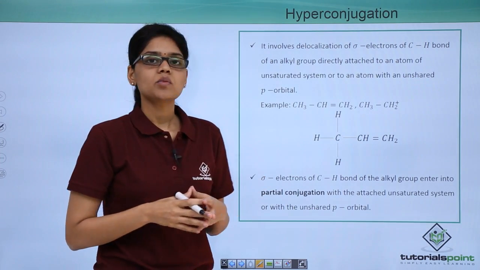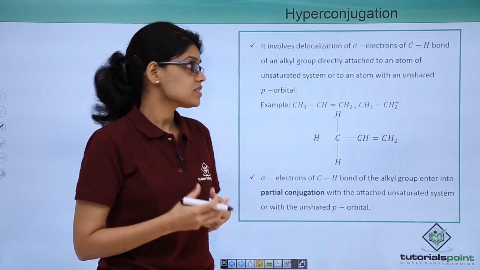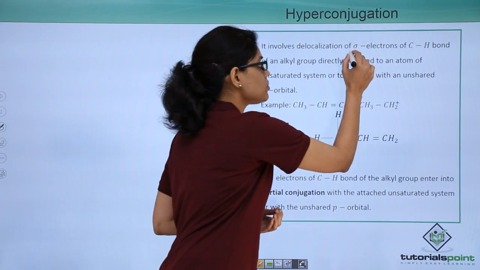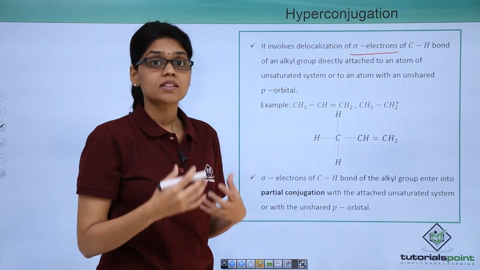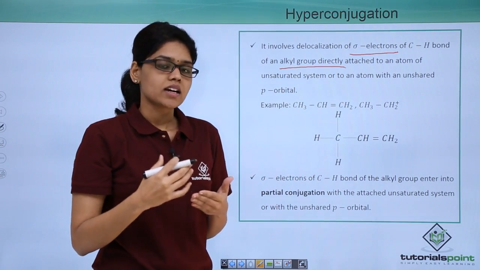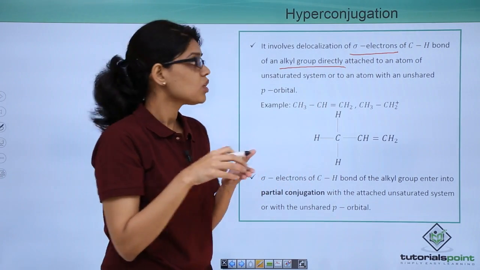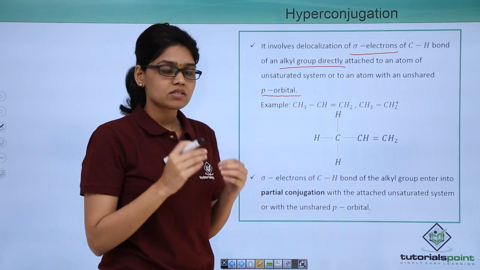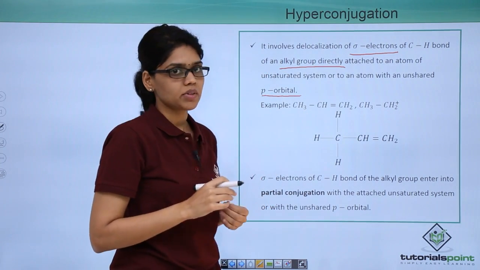So what essentially happens in hyperconjugation is the delocalization of sigma electrons of what? The CH bonds of an alkyl group that is directly attached to an unsaturated system or an unshared p orbital. That is a lot of text, so let's try to understand that using an example.